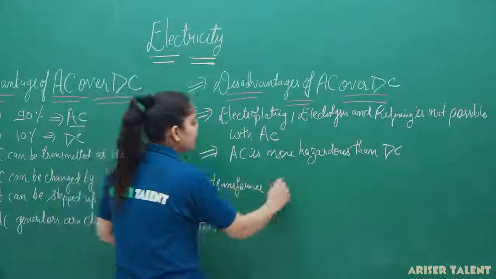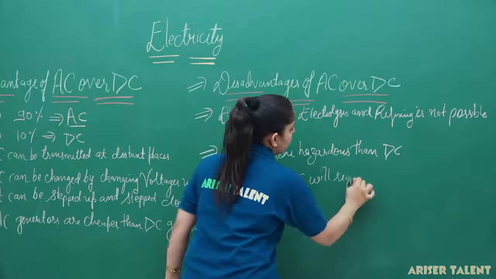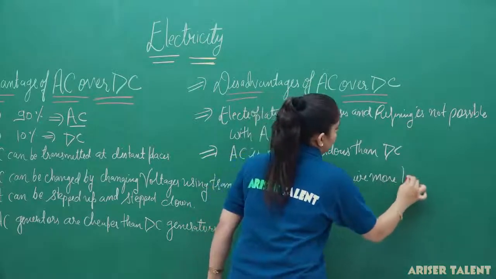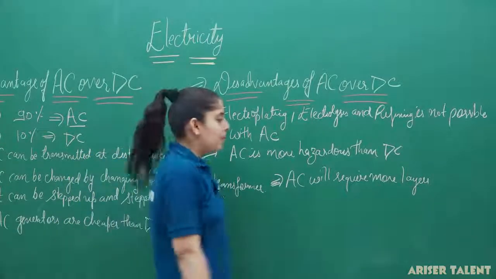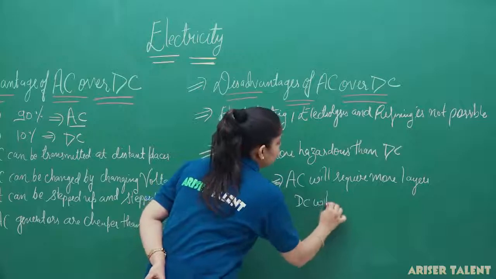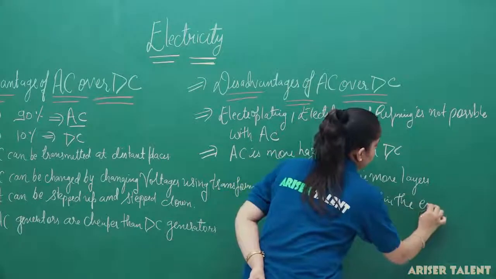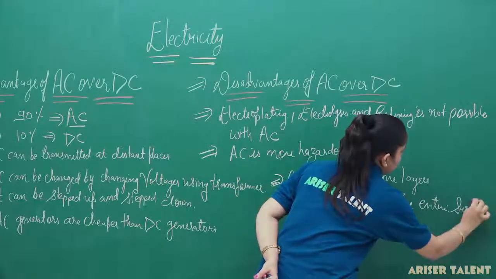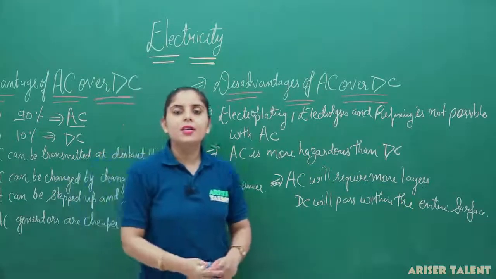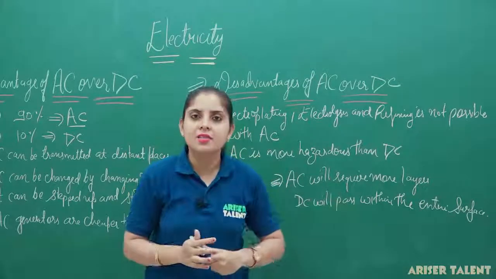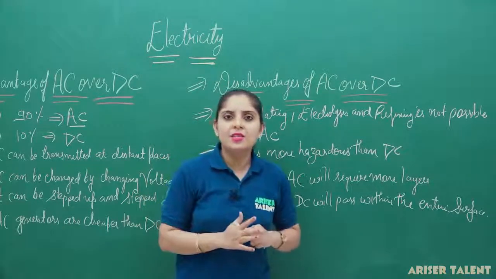So, the next disadvantage is that AC will require more layers, meaning more layers of insulating cables to pass through them. But DC will pass within the entire surface. So, this is the disadvantage of AC over DC. So, these are some advantages and these are some disadvantages we have. So, this is AC and DC current. Simply theoretical type questions may arise from this part.